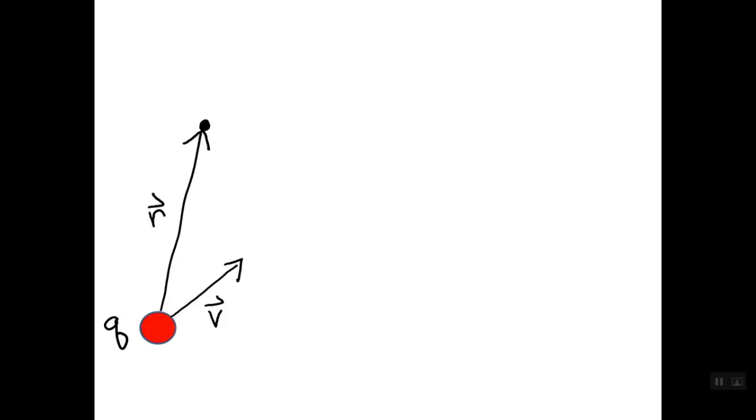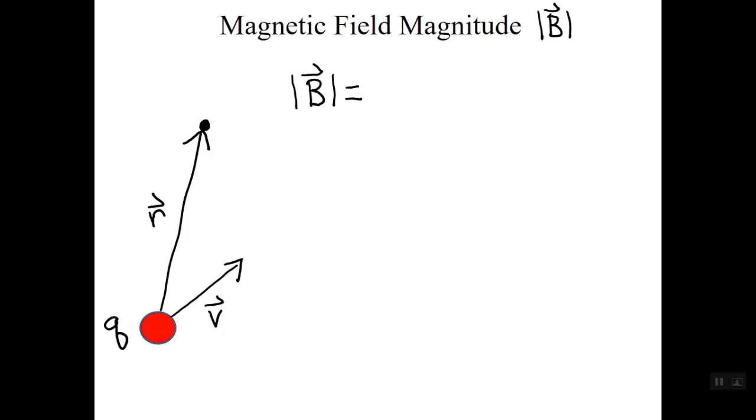Let's now focus on a single charge Q that is moving with a velocity of vector v, and for some observation location located by position vector r relative to the charge, let's start to figure out how to compute the vector magnetic field, vector B, at that point. We're going to first discuss computing the magnitude of vector B. The magnitude is proportional to the magnitude of Q and the magnitude of the velocity, that is the speed, and inversely proportional to the square of the distance from the charge to the observation location.